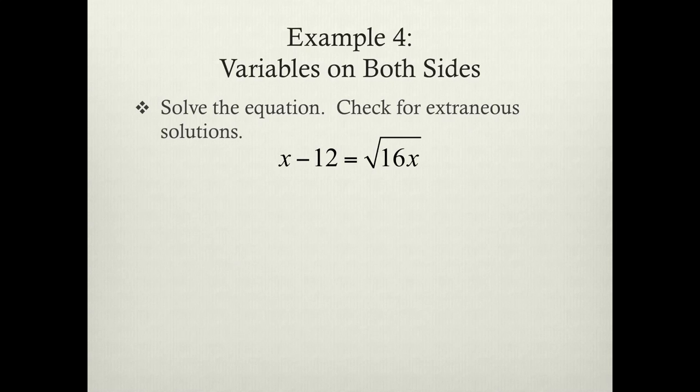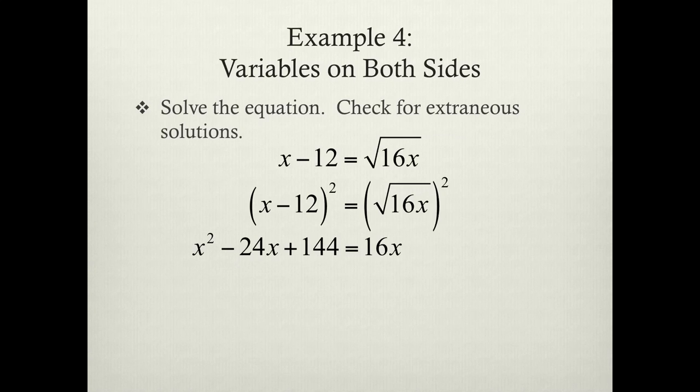Since I have the square root on the right side, the first thing I want to do is to square both sides. Now keep in mind on the left side, that means squaring the entire x minus 12 binomial. And remember, that does not mean x squared minus 144. You need to FOIL that all out to get x squared minus 24x plus 144. And then on the right side, our square and our square root cancel out, and we have 16x.